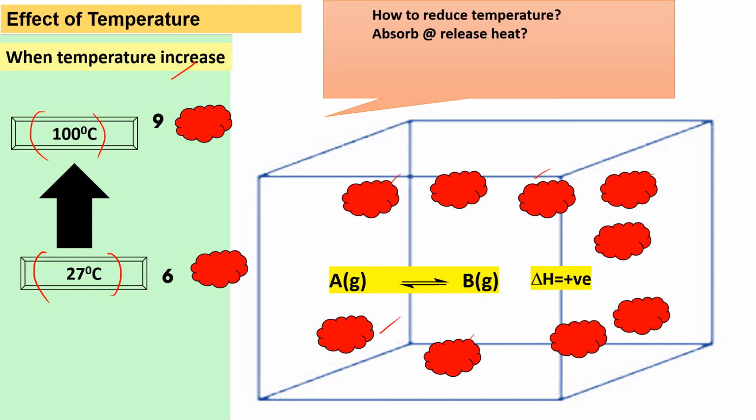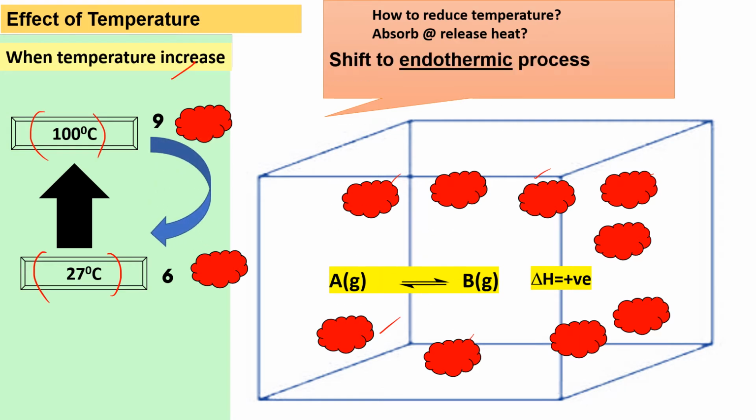So we must absorb the heat or release the heat? The answer is we must absorb the heat so that the heat in the surroundings decreases. So to absorb the heat, we must shift to the endothermic process. Okay, now if the endothermic process happens, meaning A produces B, you absorb the heat from the surroundings. You can see the amount of heat has already decreased, meaning the temperature is now decreased. So this is the process. So this is an explanation: when the temperature increases, you must decrease the temperature. Go to the side that absorbs heat, the endothermic process.